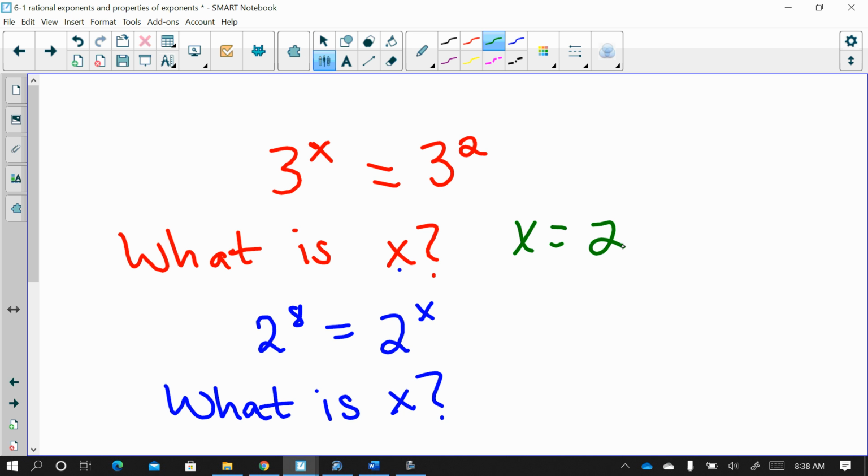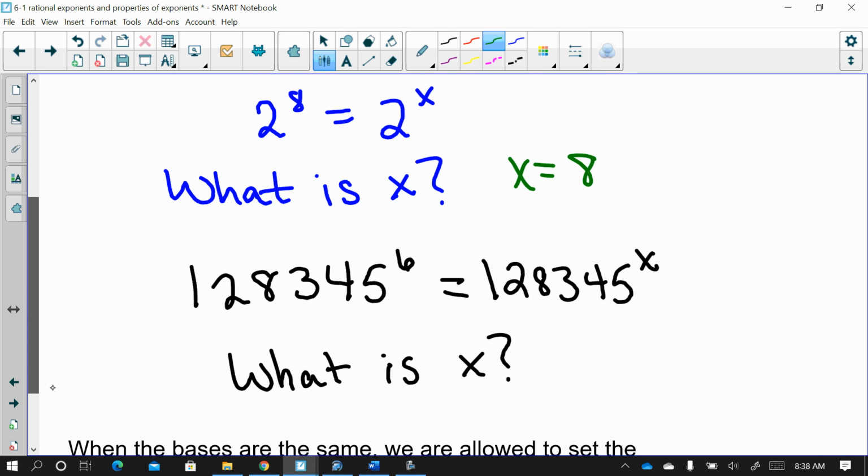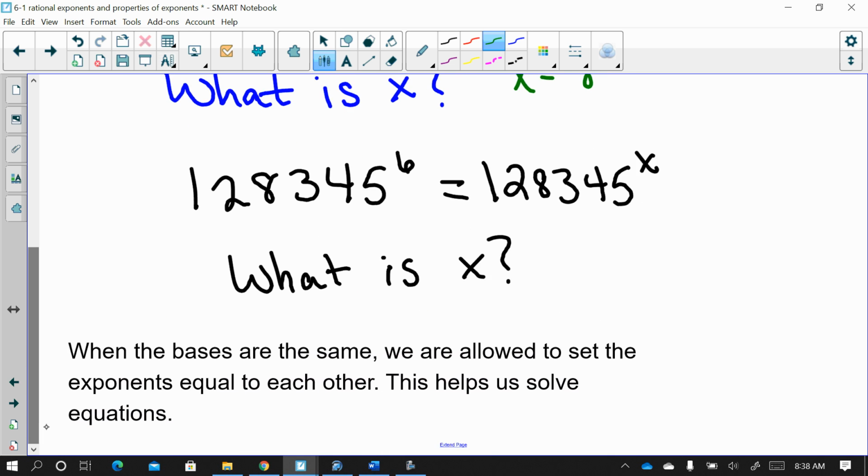Okay, 2 to the 8th equals 2 to the x. Well, in order for these to be the same, the exponents have to equal each other. So x has to equal 8. Okay, it doesn't matter what your base is, the exponents have to be equal. So in this case, x is equal to 6. Okay, so when the bases are the same, we are allowed to set the exponents equal to each other. This helps us solve equations.